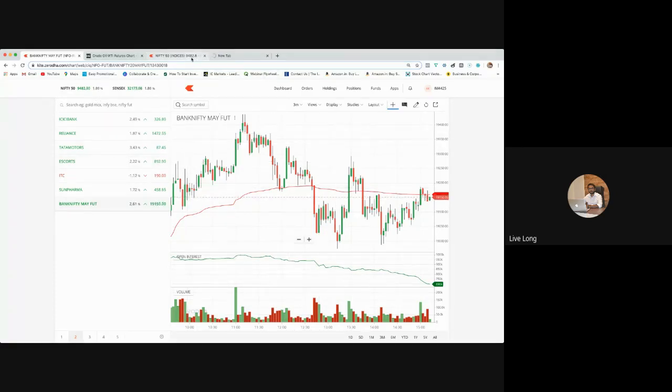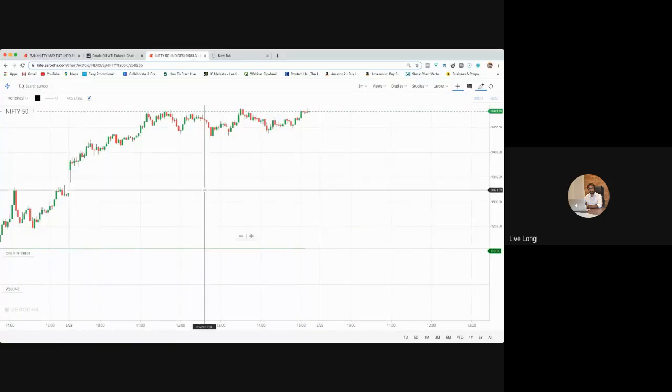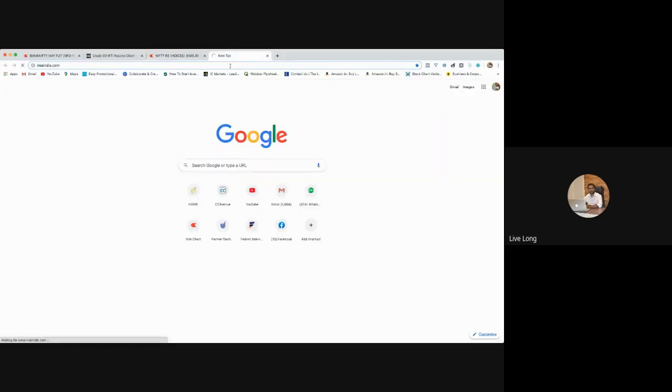Now, whatever I'm going to discuss from here onwards, I request each one of you to note down on a piece of paper. So first of all, as far as possible, I suggest you always trade on stocks from Nifty 50. Now you know which are the stocks in Nifty 50, right?